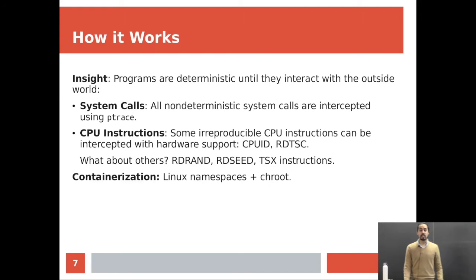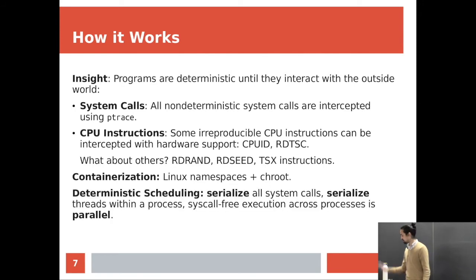Similarly, we end up implementing our containerization using Linux namespaces and chroots. This is mostly to isolate a lot of the non-determinism coming from the file system without us having to intercept all these system calls that talk to the file system. So it's a lot cheaper to do it this way.